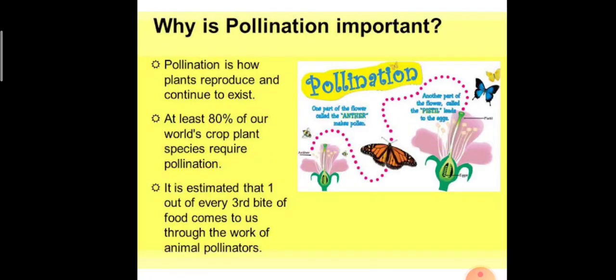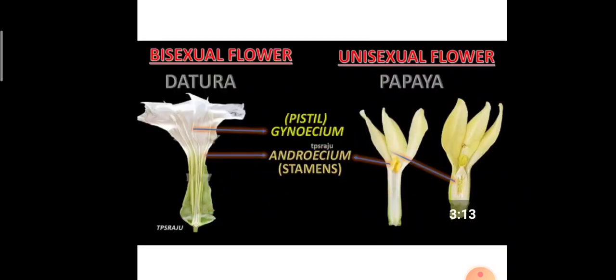So why is pollination important? Why is reproduction important? The main common reason is to continue the species. If we want the species of the plants to be continued, pollination is important.